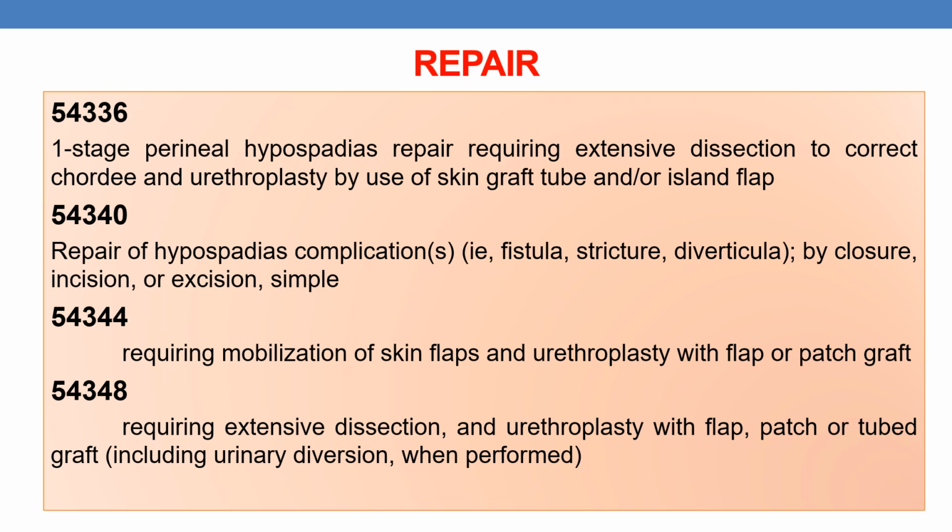The next is 54336, one stage perineal hypospadias repair requiring extensive dissection to correct the chordae and urethroplasty by use of skin graft tube and/or island flap. The next is 54340, repair of hypospadias complication, for example, fistula, stricture, diverticula by closure, incision or excision, simple.